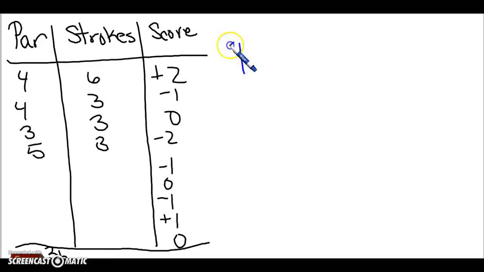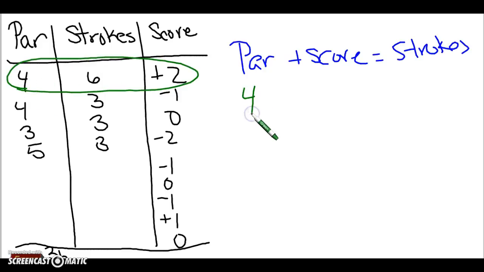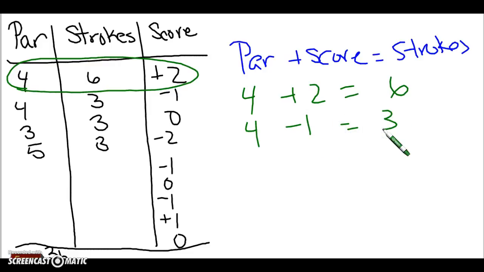I see that par plus the score equals strokes. So let's test that out and see if that happens. So for the first one, par is 4, the score is 2, and my strokes is 6. Let's try the next one. So par is 4, the score is -1, and the strokes is 3.